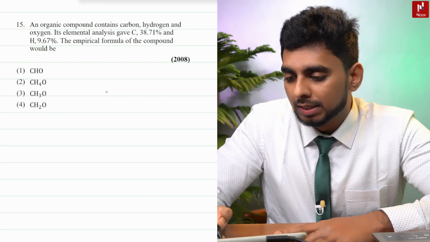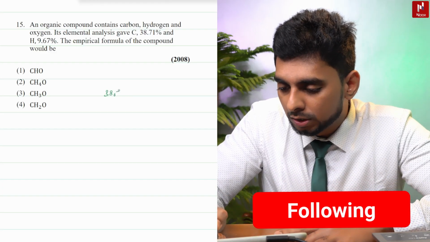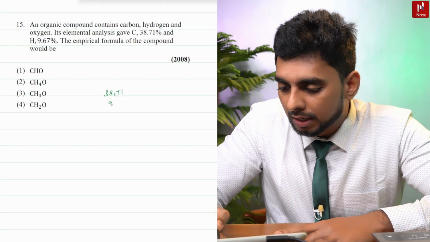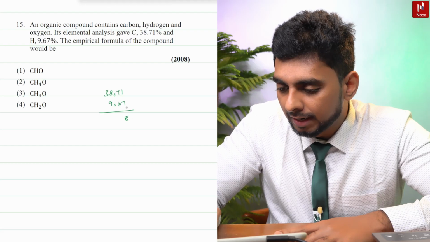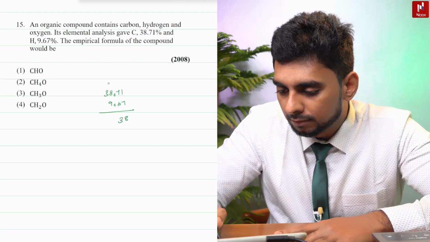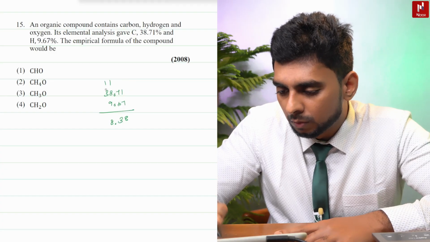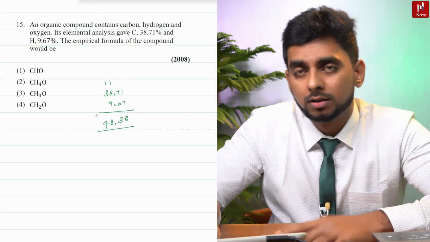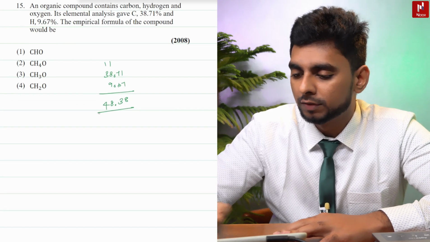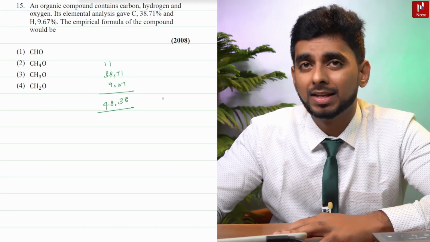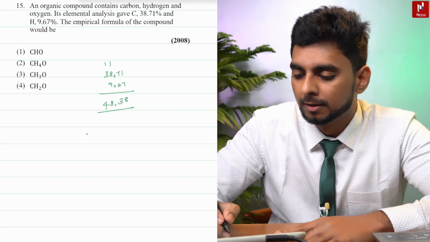for the carbon, it was 38.71, isn't it? If I add those two, 38.71 and then 9.67, we get 48.38. So together, carbon and hydrogen make up 48.38 gram out of the 100 gram that I've taken. 48.38 gram will be the combination of carbon and hydrogen. The rest should be oxygen, isn't it?